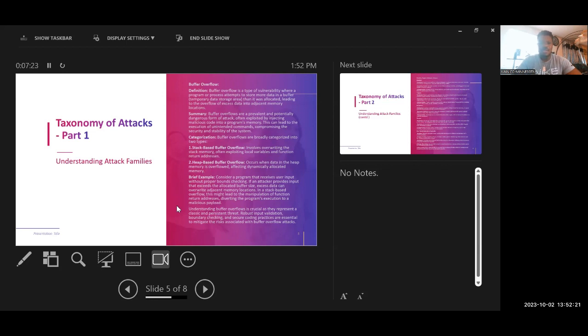Then we have summary. Buffer overflows are a prevalent and potentially dangerous form of attack, often exploited by injecting malicious code into the program memory. This can also lead to privilege escalation and unintended commands, compromising the security and stability of the system.